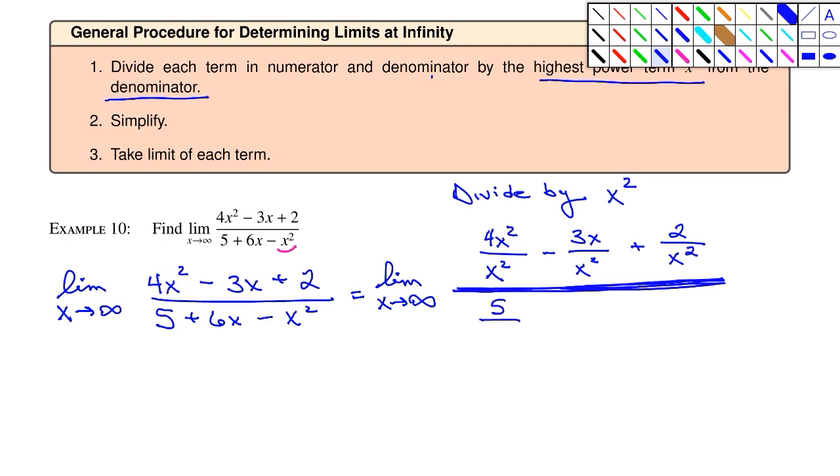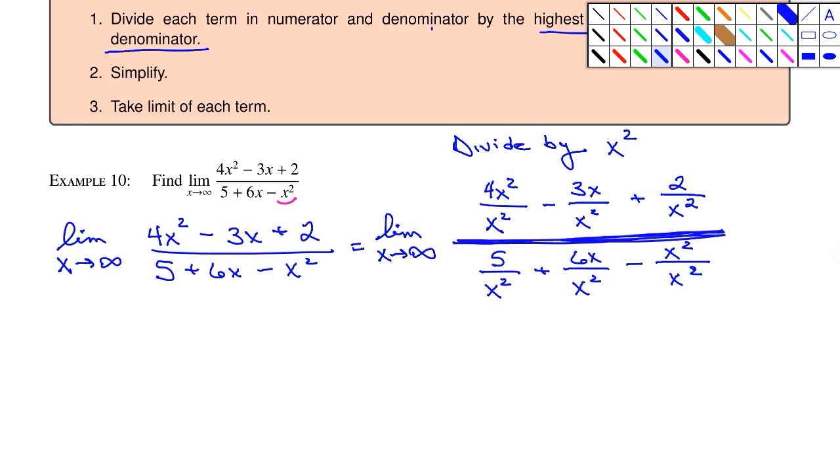5 divided by x squared, plus 6x divided by x squared, minus x squared over x squared. Now, we might want to ask, why can we do this? The answer is because you're technically dividing or multiplying, however you want to think about it, by 1. Because I'm not doing it in just one part of the fraction, I'm doing it in both parts of the fraction. So in essence, I'm dividing by x squared in both the numerator and the denominator, which is a factor of 1. So it doesn't change the problem at all.